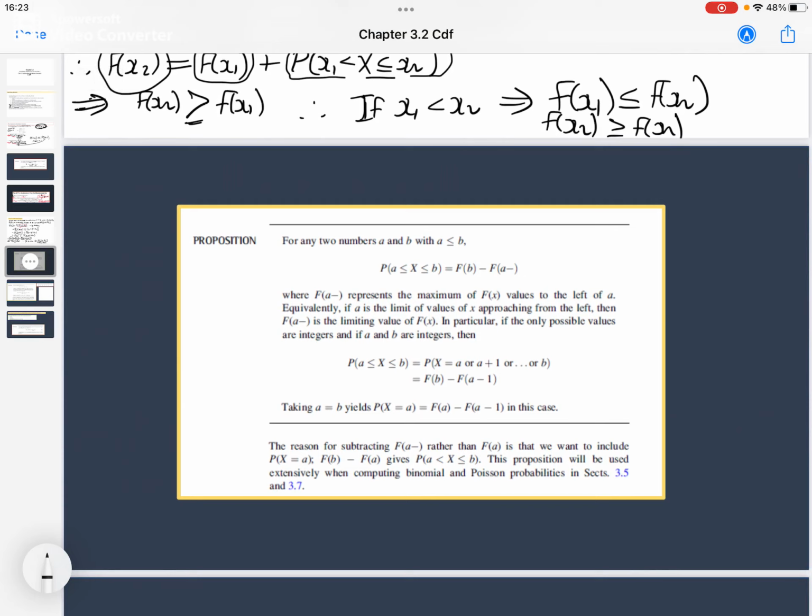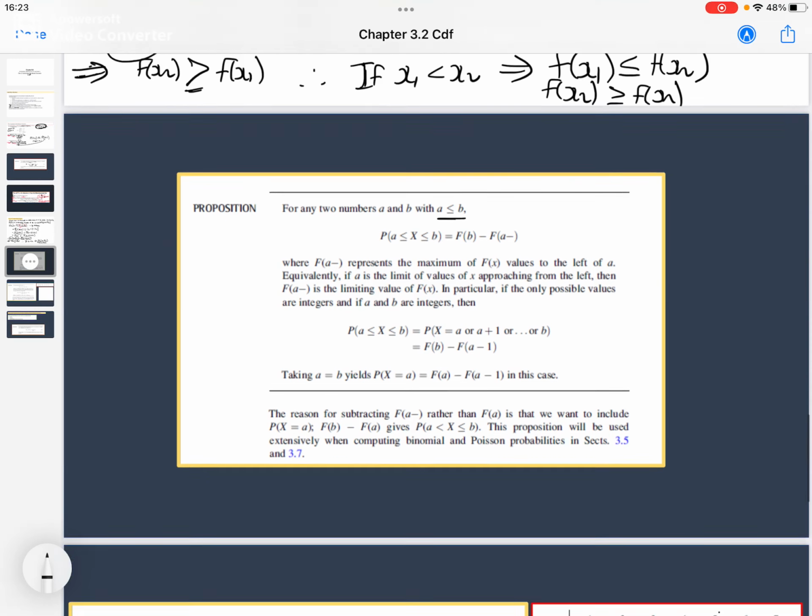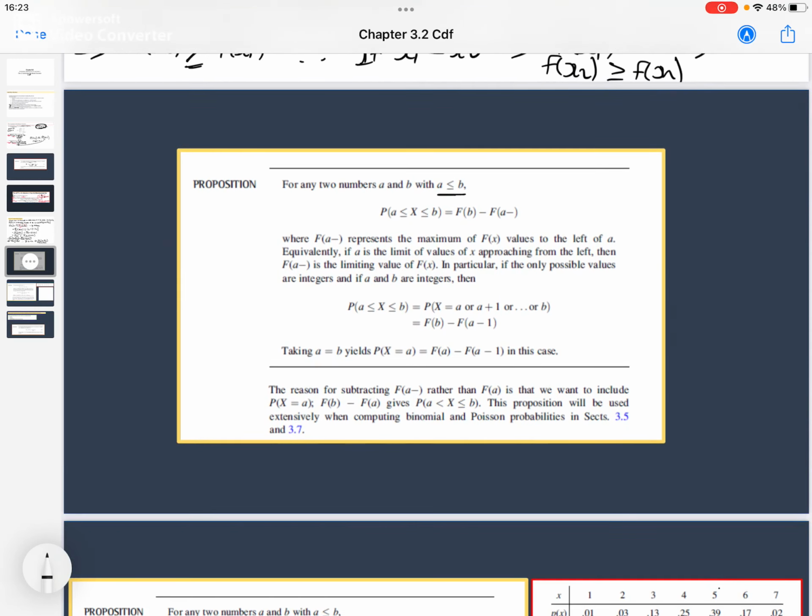Then we have a proposition in section 3.2, the first proposition, which says: for any two numbers a and b, where a is less than or equal to b, the probability that X is greater than or equal to a and less than or equal to b is equal to F(b) minus F(a-minus), where F(a-minus) represents the maximum of the cumulative probability values to the left of a.